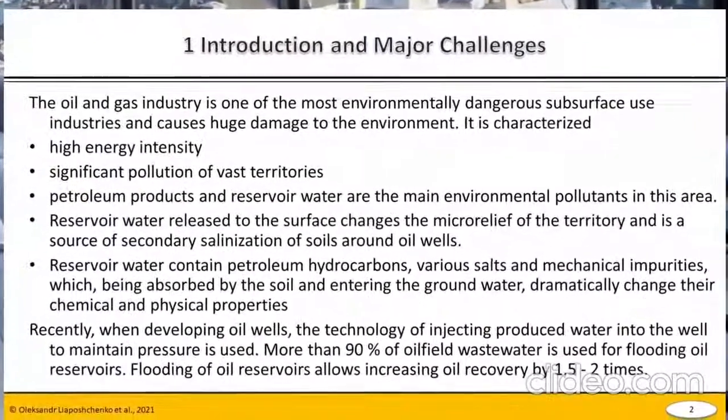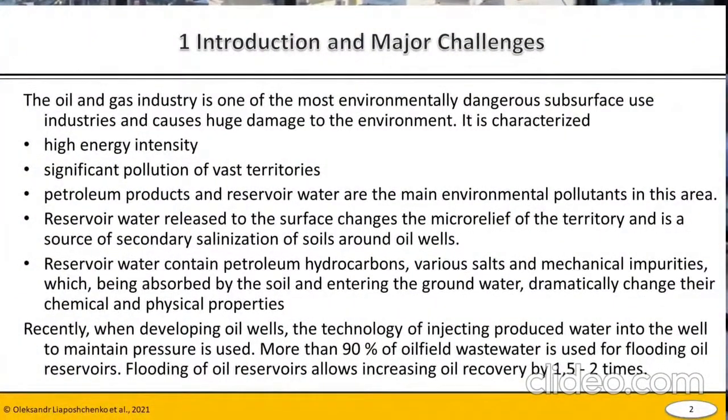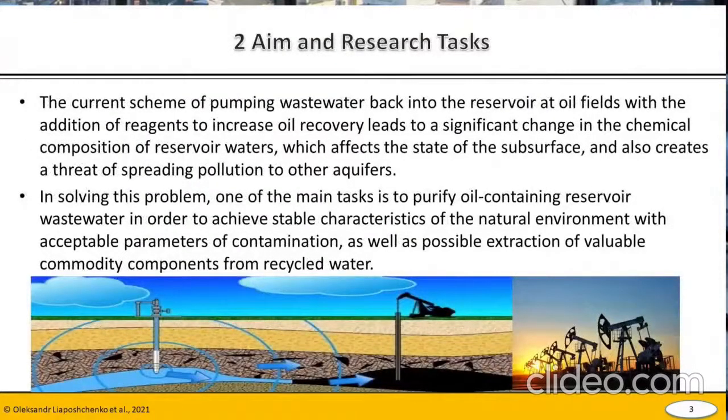Recently, when developing an oil well, the technology of injecting produced water into the well to maintain pressure is used. More than 90% of oil field wastewater is used for flooding oil reservoirs. Flooding of oil reservoirs allows increasing oil recovery by 1.5 to 2 times. The current scheme of pumping wastewater back into the reservoir at the oil field with the addition of reagents to increase oil recovery leads to a significant change in the chemical composition of reservoir waters, which affects the state of the subsurface and also creates a threat of spreading pollution to other aquifers.